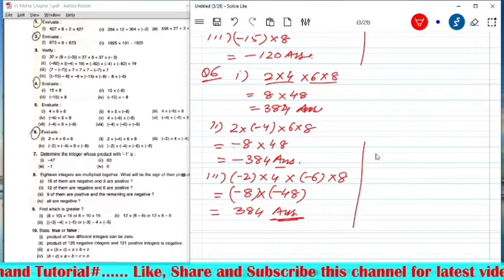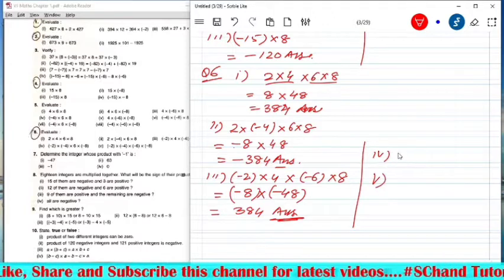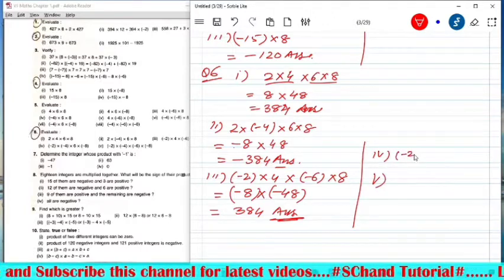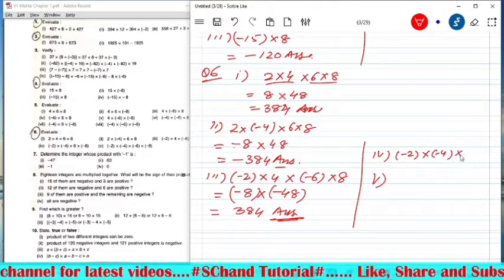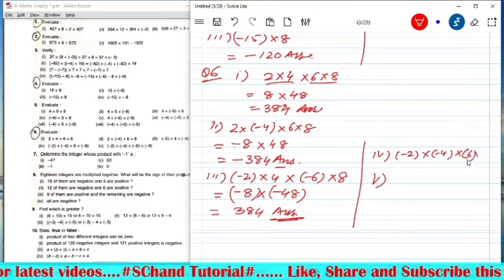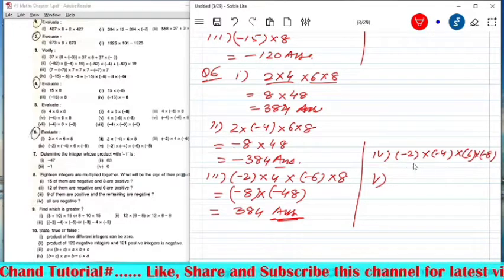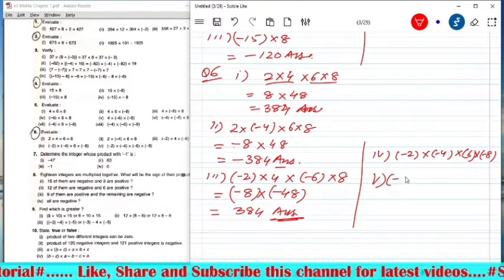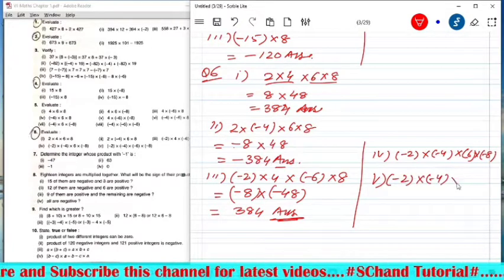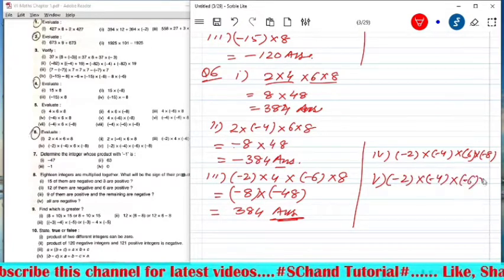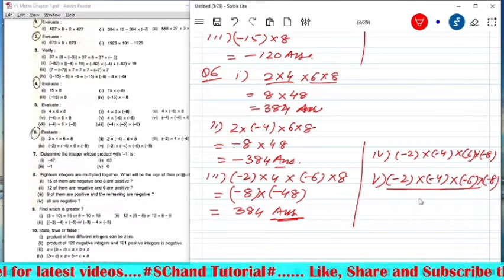So this fourth and fifth part you can solve in the same way. It will be your homework also. Minus 2 into minus 4 and 6 into minus 8. So this you can solve. How to solve this? You have to count simply how many times the negative sign is there. Minus 2 into minus 4 and minus 6 into minus 8. So this will be your homework.